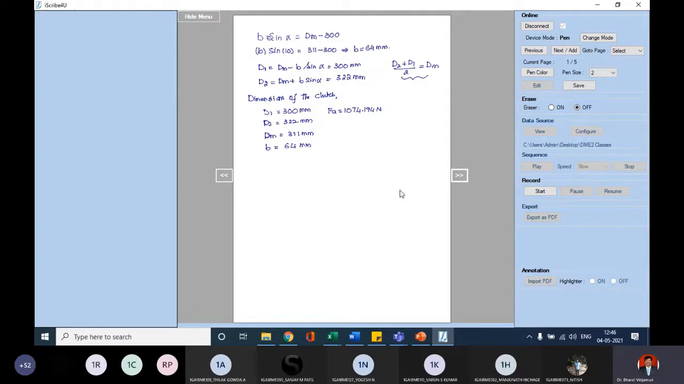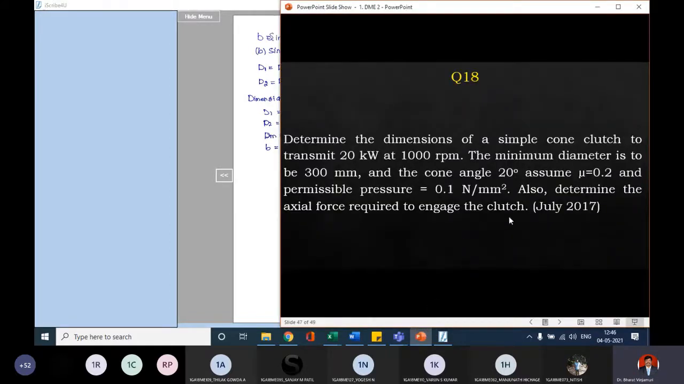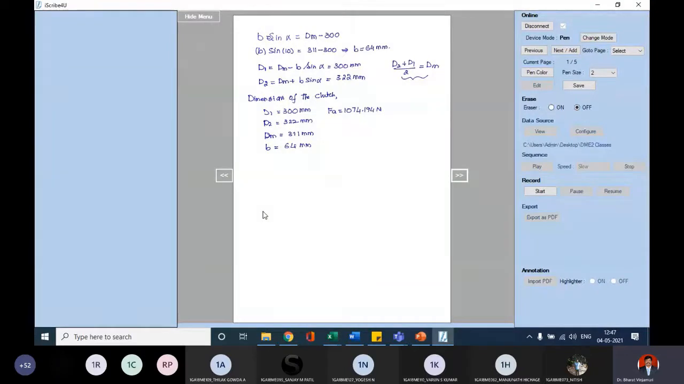Now when we are trying to solve this part, try to see this question. He says also determine the axial force required to engage the clutch. What he means to say here is, once again find what is the force required when it is rotating. That is what he is expecting us to solve. So we will find the axial force for engagement when it is rotating, because this FA is the maximum axial force. When it is moving, more axial force is required for engaging the clutch while it is rotating.